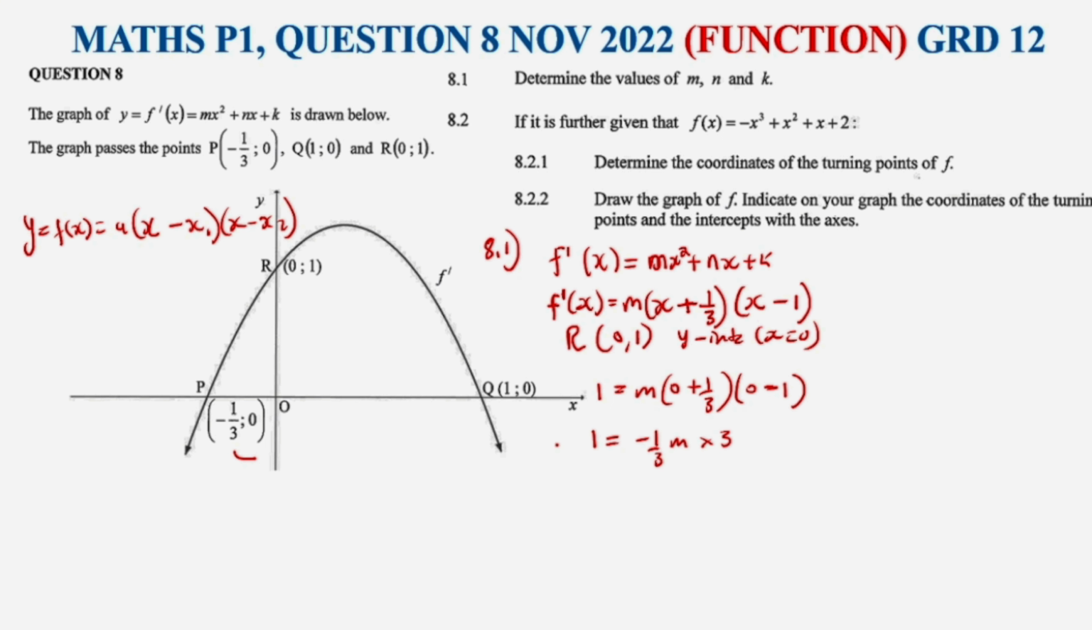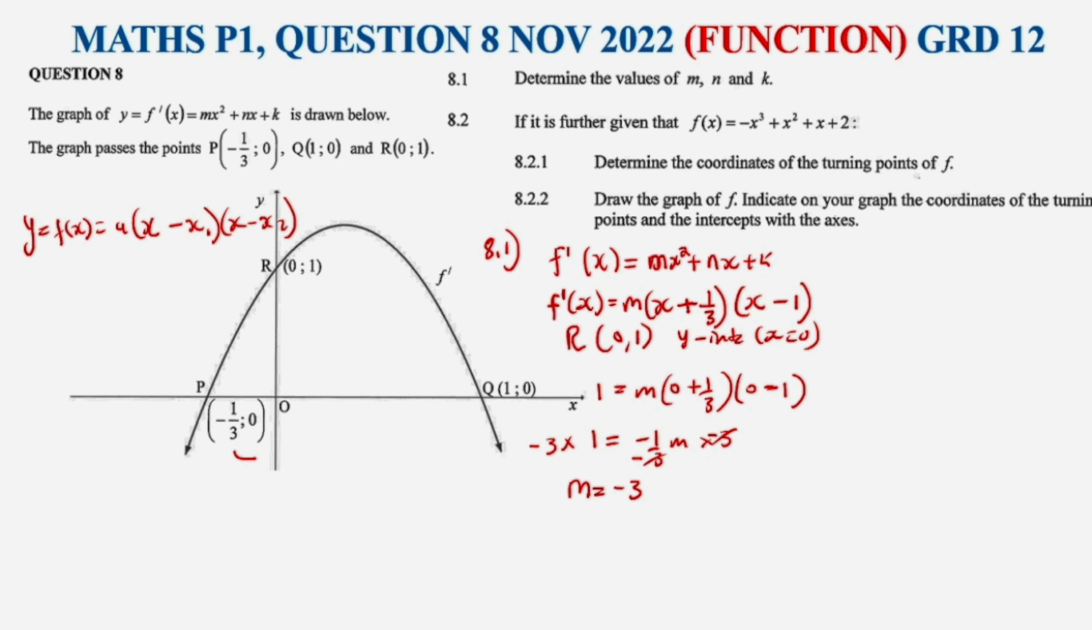Multiply both sides by 3. 3 and 3 would cancel out. Rather negative 3, let's multiply by negative 3 so that we are left with the positive m. This side is going to give us negative 3. So that's how we get the value of m. Therefore, what did they say? The question was to find m, n, and k. We found m, so we already have the value of m now.